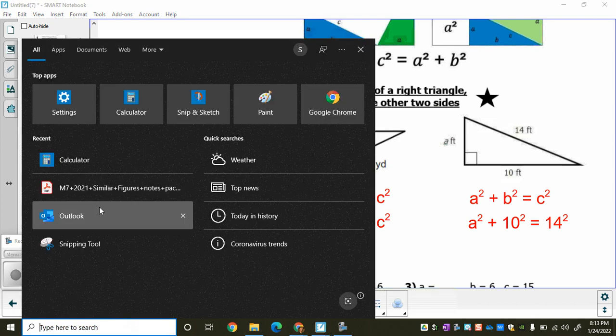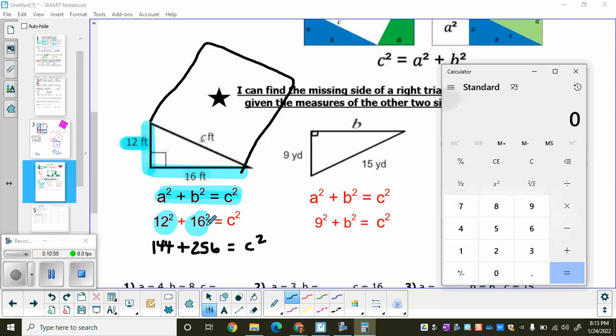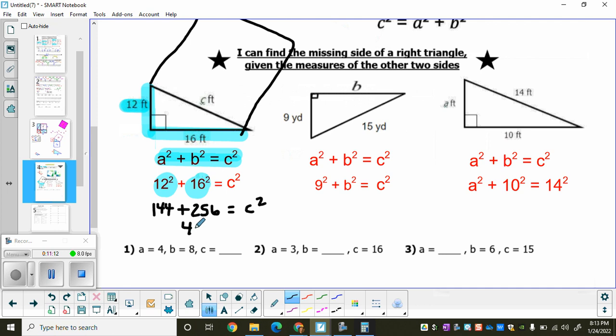Now let me get the calculator out. It's okay to use a calculator for this. So I'm saying the 12 squared is 144 plus 256. So the sum is 400, which means the area of this square is 400, which equals c squared.